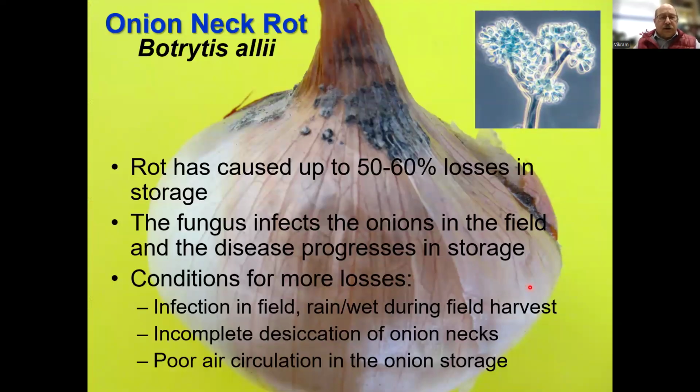Another disease that is of importance in Manitoba is the onion neck rot. Around 2013, it had caused up to 60% losses in the storages. So the growers had to work really hard to make sure that the onions were cured in the field. There were some who wanted to cure the onions in the storage, but that takes a lot of heat, a lot of gas, so a lot of costs.